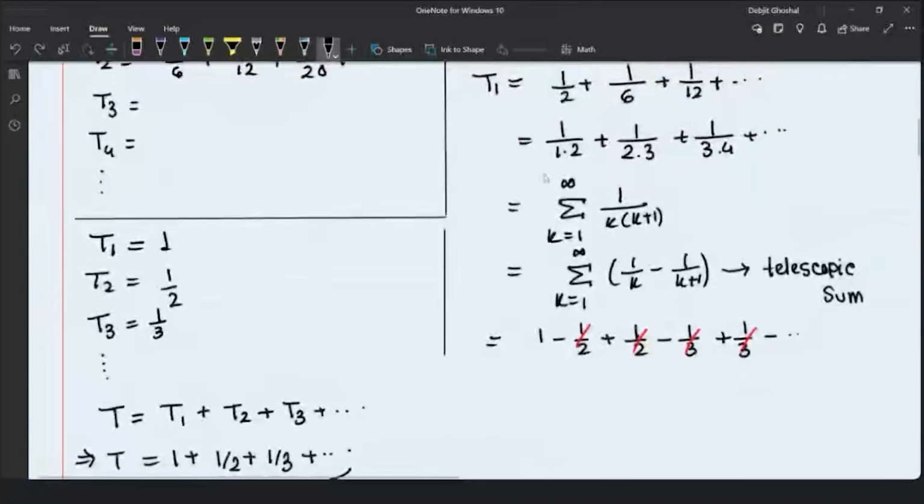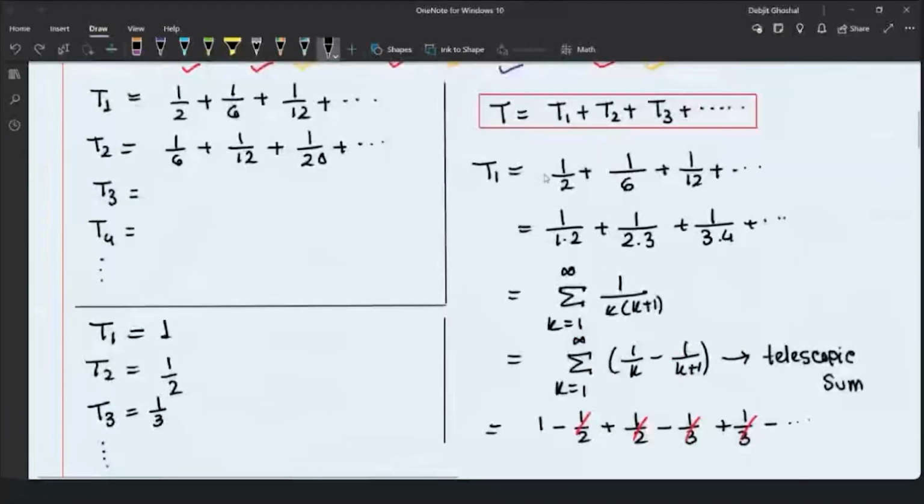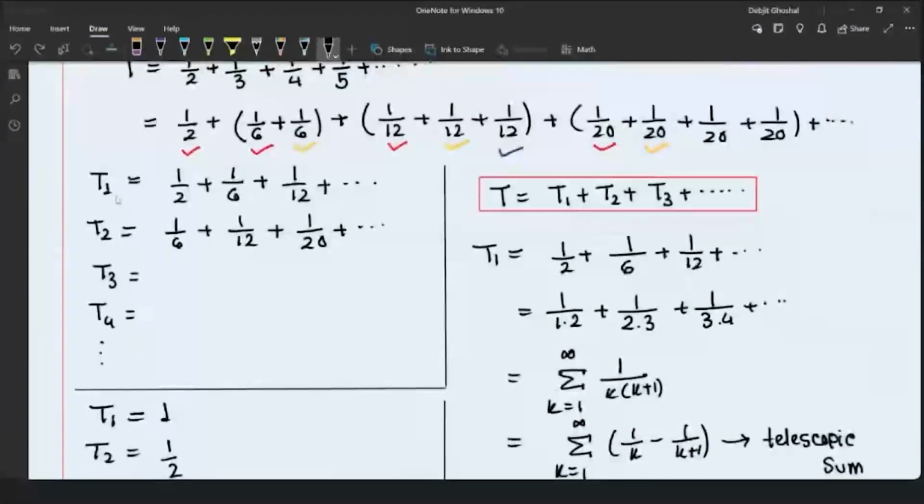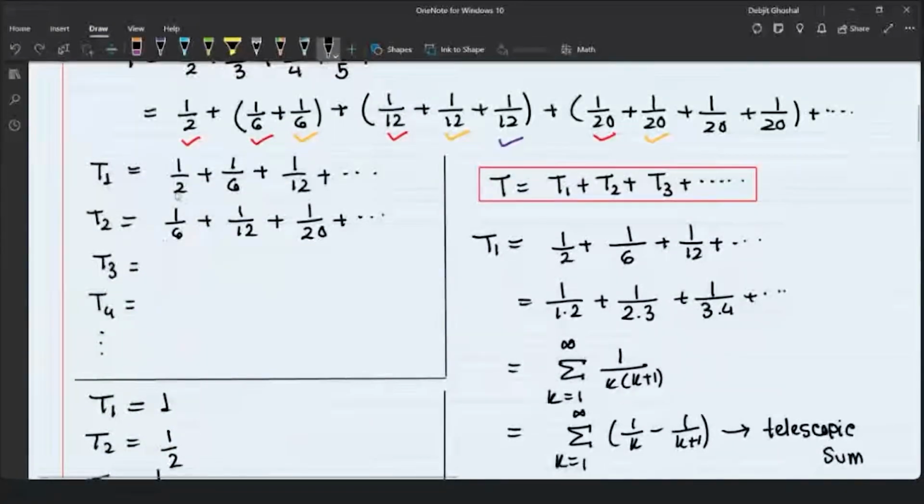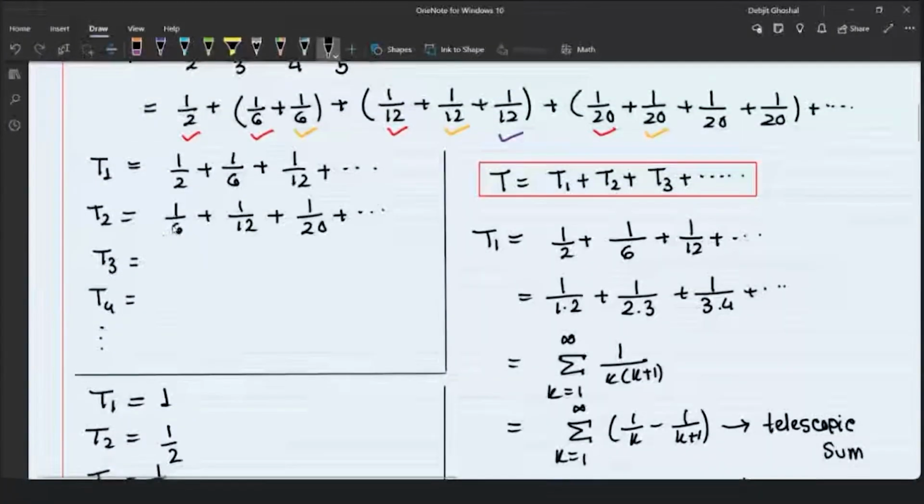Now, if you observe, what is T2? T2 is nothing but T1 except the first term, half. Here it is 1 by 6, 1 by 12, 1 by 20. Only the first term is missing here. As T1 converges to 1, and T2 is missing this term half, T2 converges to half.